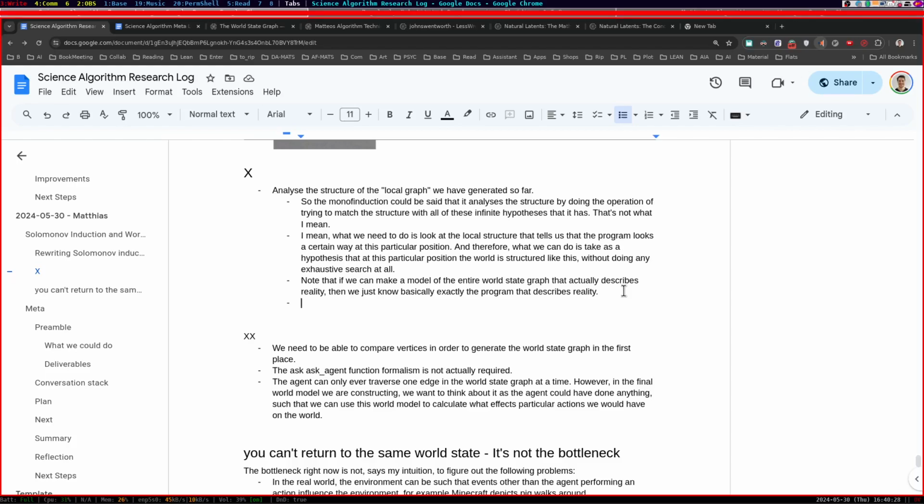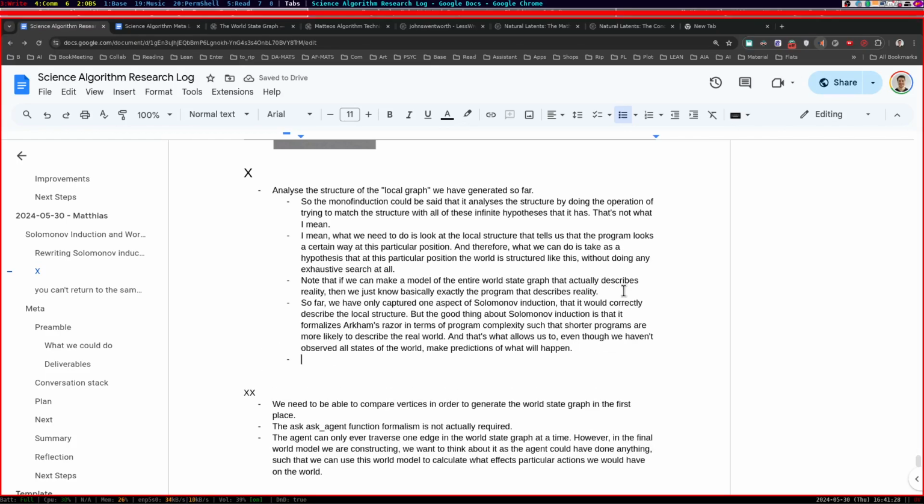The thing is, so far we have only captured one aspect of Solomonoff induction, that we would correctly describe the local structure. But the good thing about Solomonoff induction is that it formalizes Occam's razor in terms of program complexity, such that shorter programs are more likely to describe the real world. And that's what allows us, even though we haven't observed all states of the world, to make predictions of what will happen.